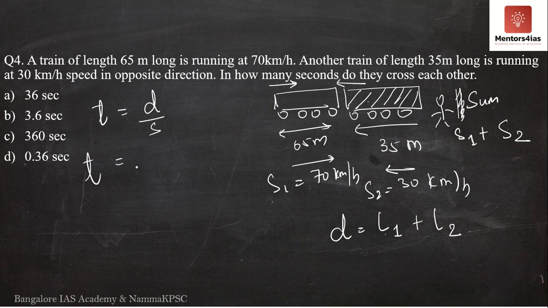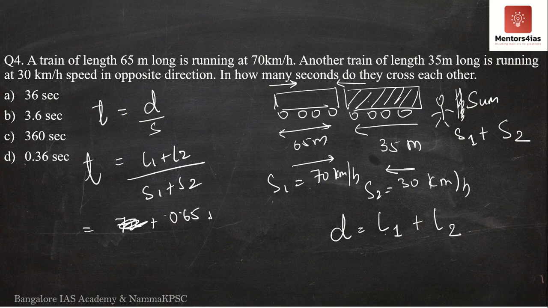Then what is time over here? Time is nothing but L1 plus L2 divided by S1 plus S2. What does this entail? 70 kilometers per hour, sorry, my mistake. Length 0.065 kilometers, because we are taking it in terms of kilometers, plus 0.035 kilometers divided by 70 kilometers per hour plus 30 kilometers per hour.